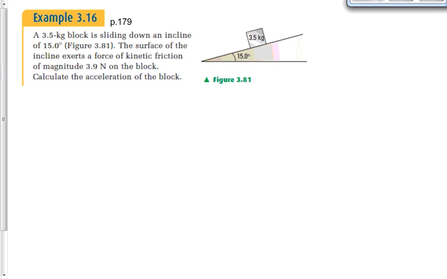We have a 3.5 kilogram block sliding down a hill that's angled at 15 degrees. There is friction of 3.9 newtons on the block. We want to find the acceleration of the block. Well, the first thing that we need to do is draw a free body diagram. We got a picture there, but the picture doesn't really show me anything right now. Let's draw a free body diagram.